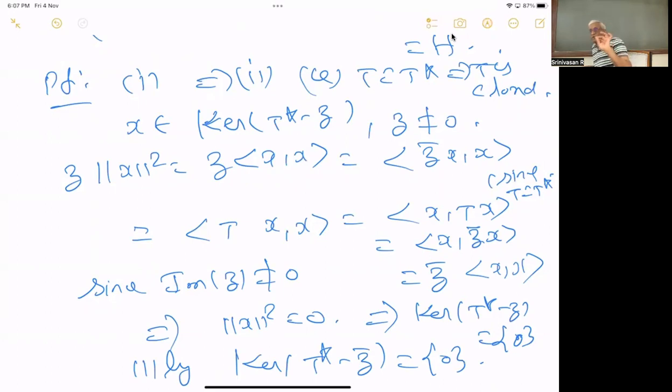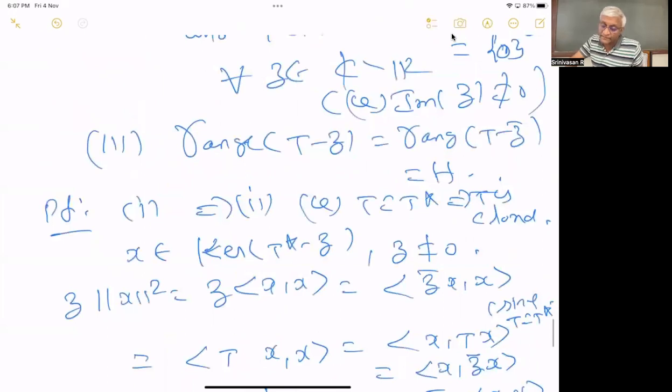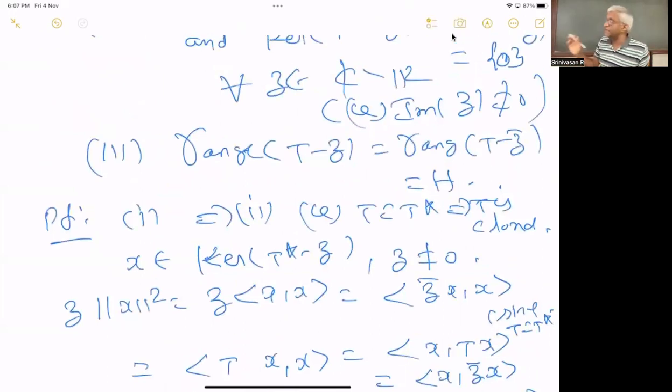So we are assuming T equals T star. Then we proved that the kernel of T star minus z, T star minus z bar is 0. Trivial direction. Okay, now we assume 2. That is, we are assuming T is closed and the kernel of T star minus z, T star minus z bar is 0. Then we want to prove the range of T minus z, range of T minus z bar is H, everything.